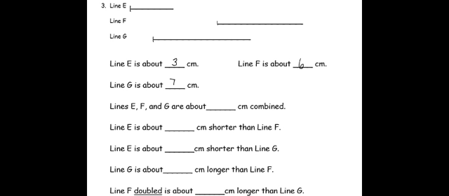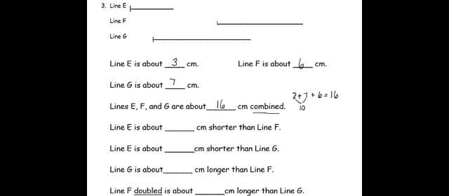The first question says lines E, F, and G are about blank centimeters combined. So I want the total distance. I just need to add the 3 numbers. 3 plus 7 plus 6. I'm going to start by making a combination of 10. My 3 plus 7 is 10, plus 6 equals 16. So combined, all 3 lines are 16 centimeters long.